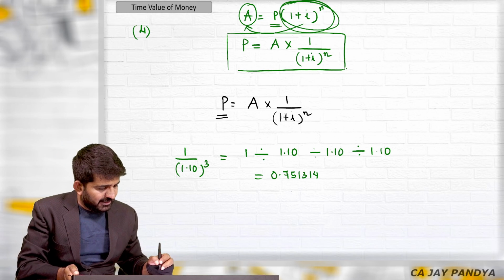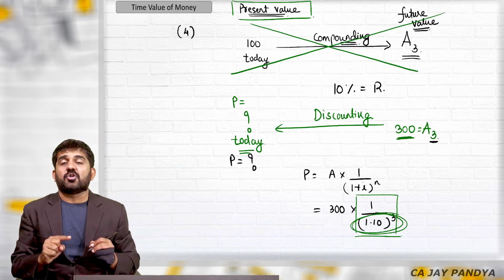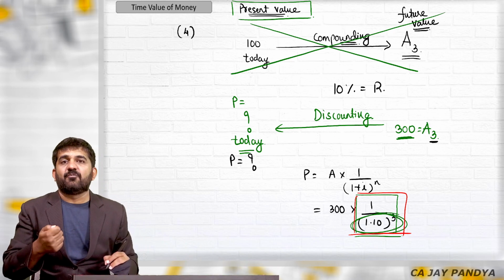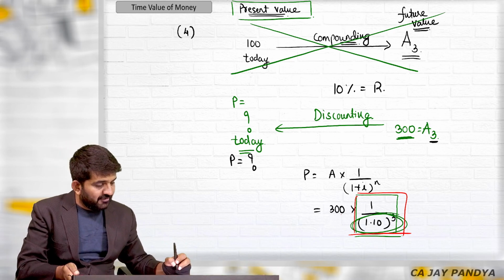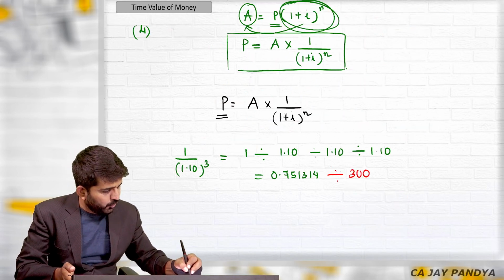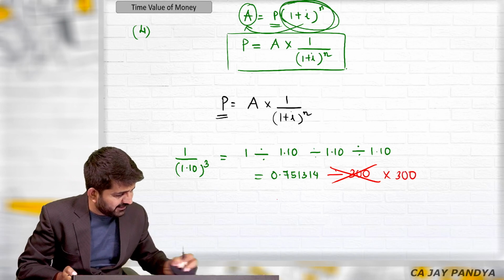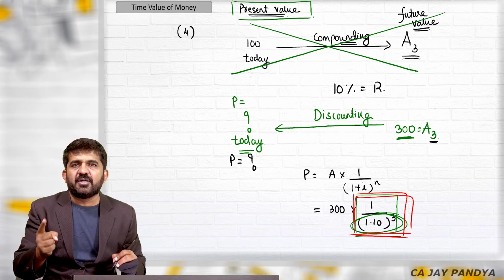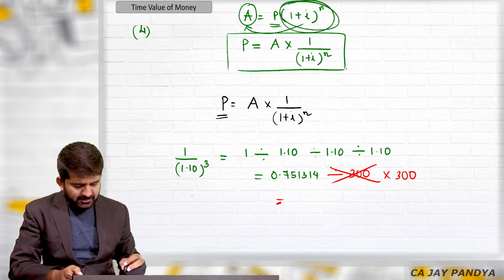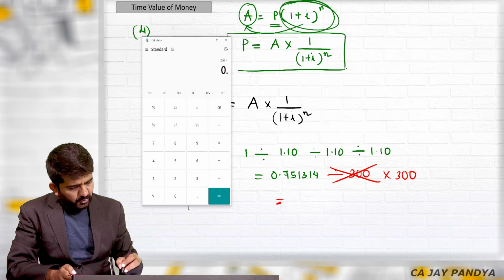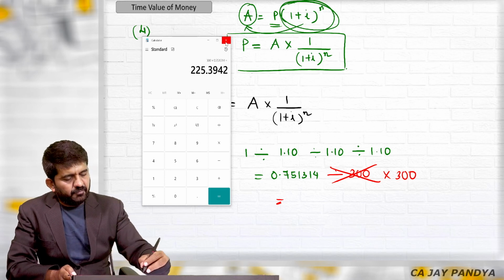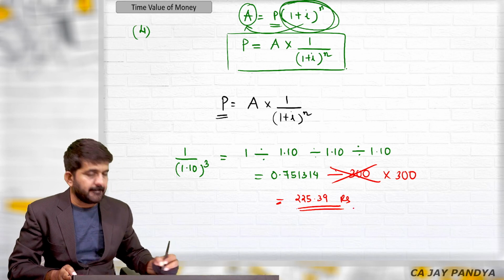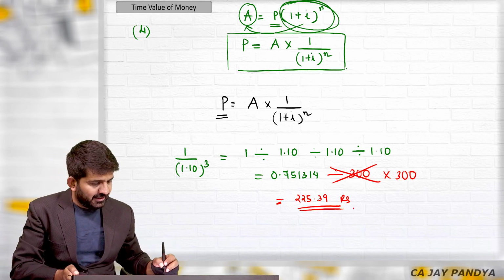Please understand, this answer is not of 1.10 raised to 3. It is the answer of 1 divided by 1.10 raised to 3. Divided by 300? No. Now it will be multiplied by 300. Why? Because the answer is of 1 divided by 1.10 raised to 3. It is not 1.10 raised to 3. So what will be my answer in this case is 300 into 0.75131, which is 225.39. This is nothing but this value.